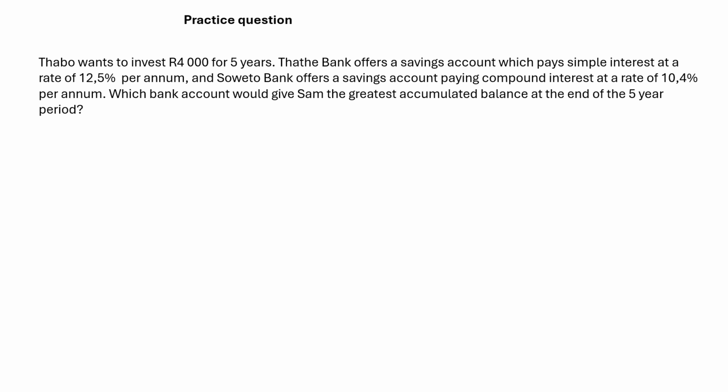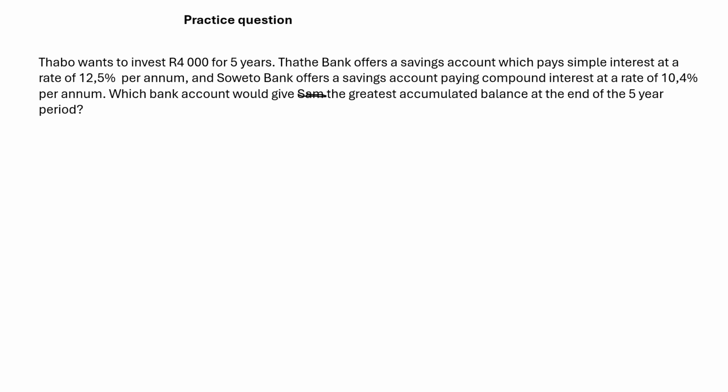And then they're asking us the question, which bank will give Tavo the highest amount after 5 years. So we've been given a question now. Tavo wants to invest in two different banks. He was given an option to invest in two different banks. So we're being asked, which bank do you think will give Tavo more amount?